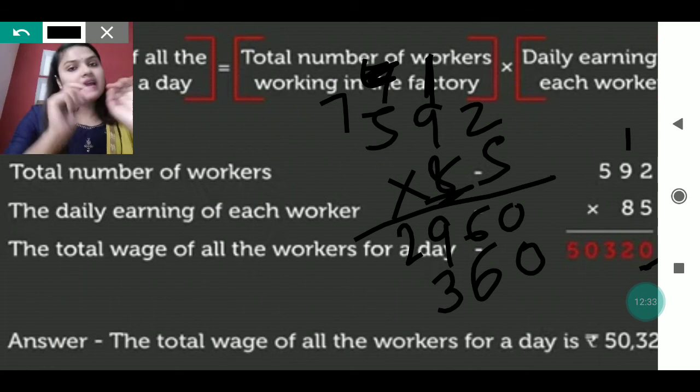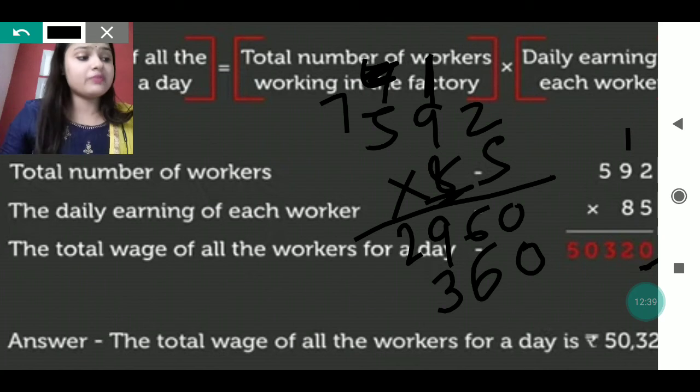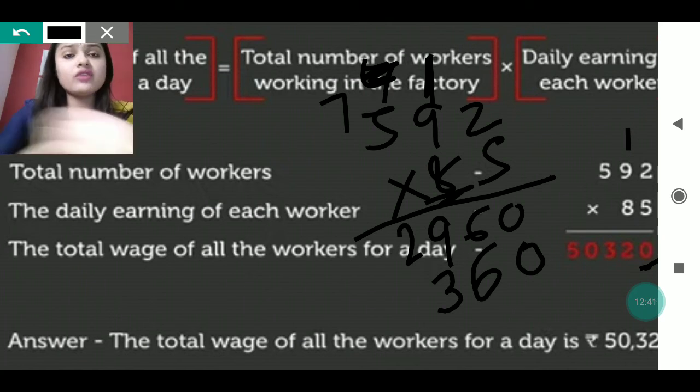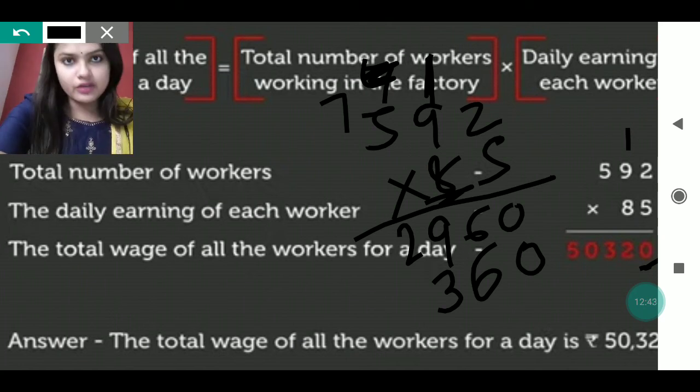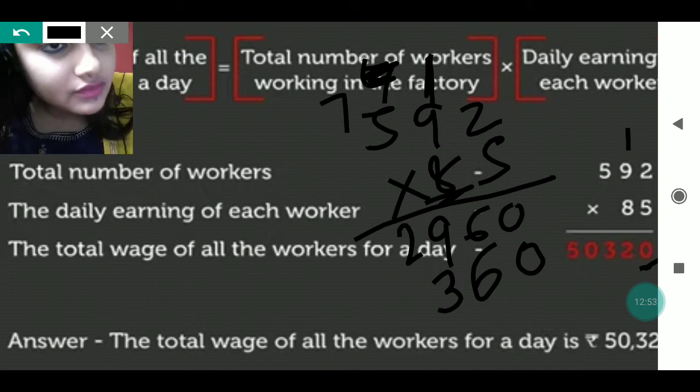Now the 8 table I have to read 5 times, or the 5 table I have to read 8 times. So when I read the table of 8 5 times, what will you get? 8 into 5, you will get 40. So 40 plus 7 is 47. Both numbers we will write.